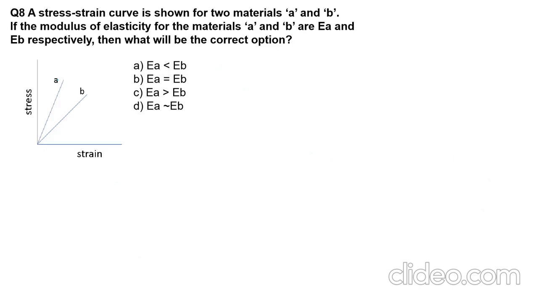A stress strain curve is shown for two materials A and B. If the modulus of elasticity for the material A and B are EA and EB, so you are given two moduli of elasticity, nothing but Young's modulus, then what will be the correct option? Which of the following is right? What is the relationship between your Young's modulus? So, you have to say based on your diagram. So, what would be the right option? Any options for this?